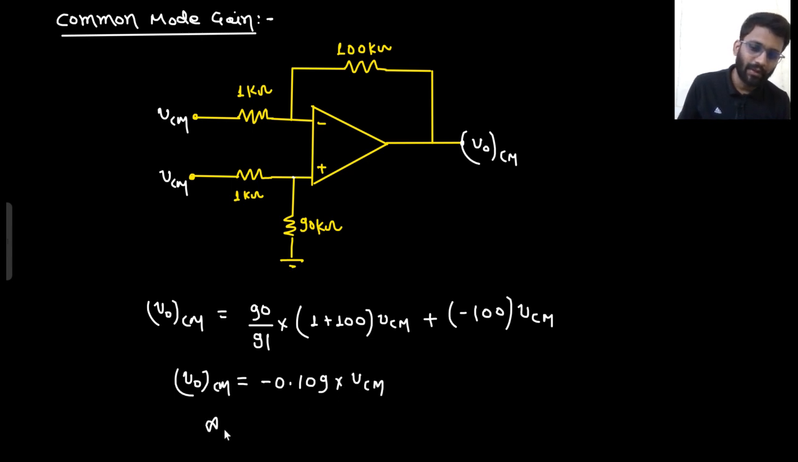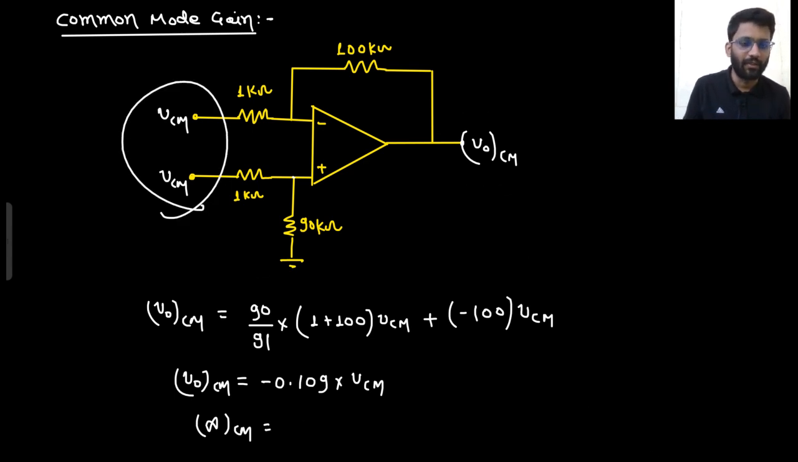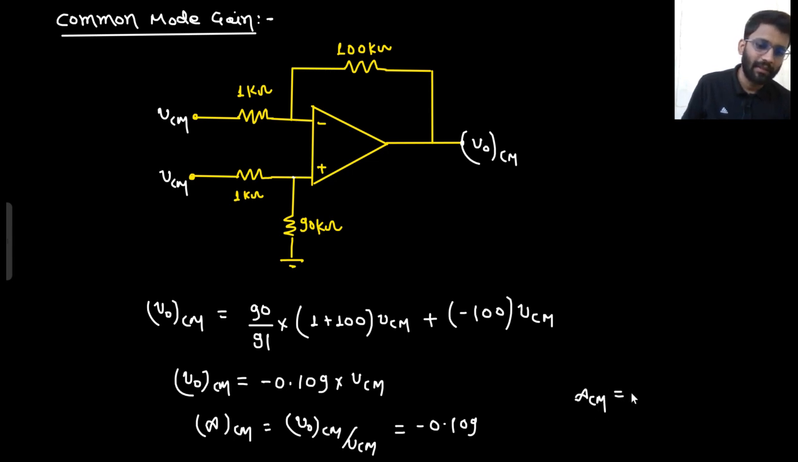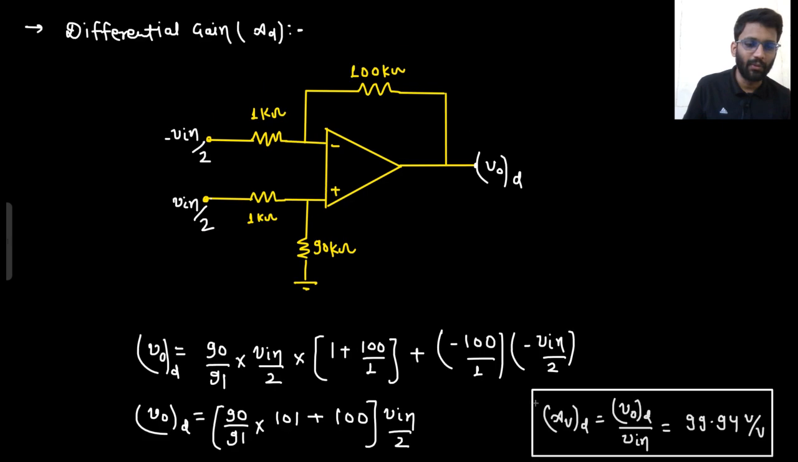So what will be your common mode gain, ACM? I told you that would be the common mode output divided by the average of the input, that will be VCM only. So that would be minus 0.109. So my common mode gain is minus 0.109. It's good that I am getting a negative, because I forgot to tell you one thing.